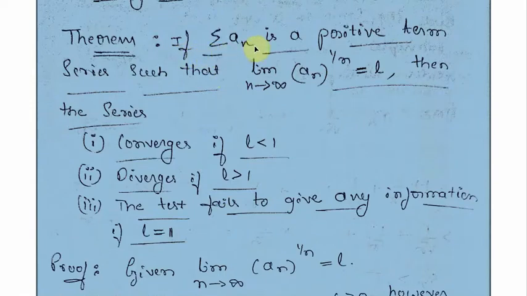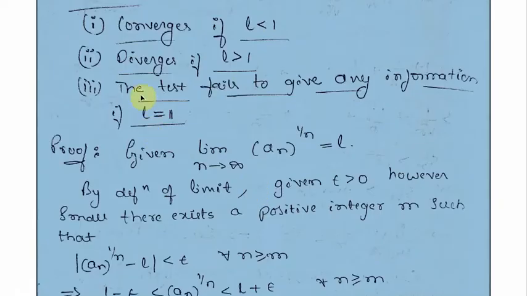If sigma an is a positive term series such that limit n tends to infinity an all to the power 1 by n is equal to L, then the series converges if L less than 1, diverges if L greater than 1, and the test fails to give any information if L is equal to 1.